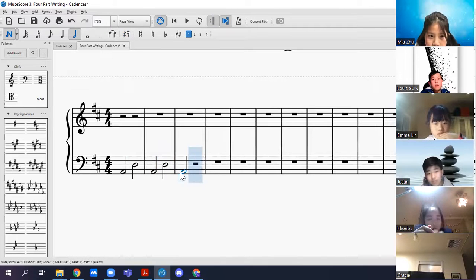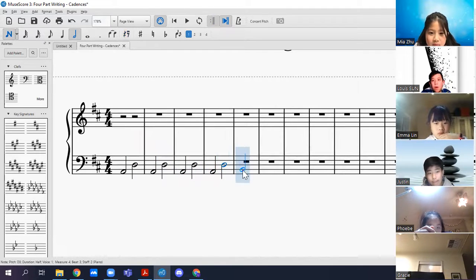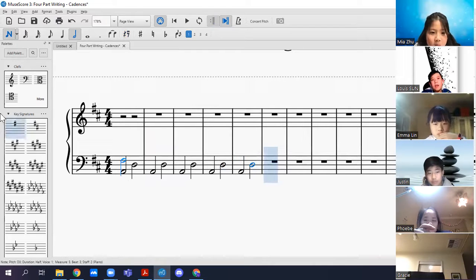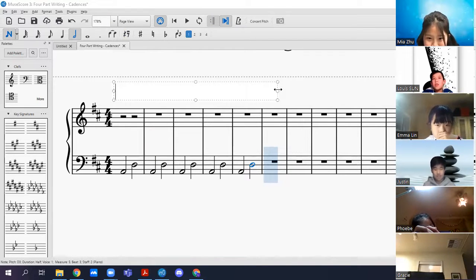Ignore the stems because the stems are being annoying. I want you to write a perfect cadence in D major. This is just another mini placement test, just to see where you are at with cadences. So let's see. I'm going to dedicate each slot. Oh my god, the writing's big.